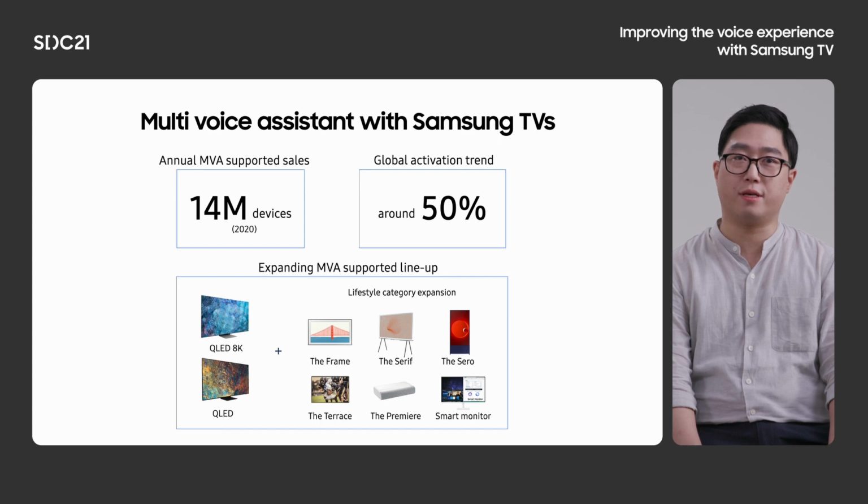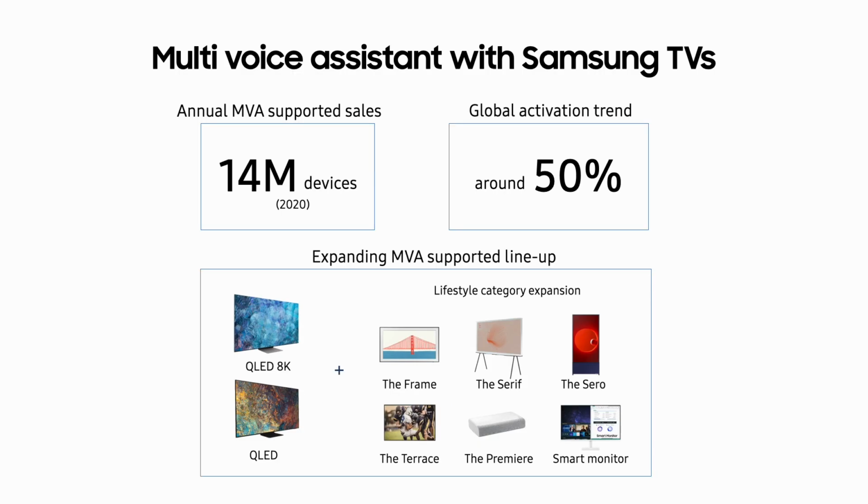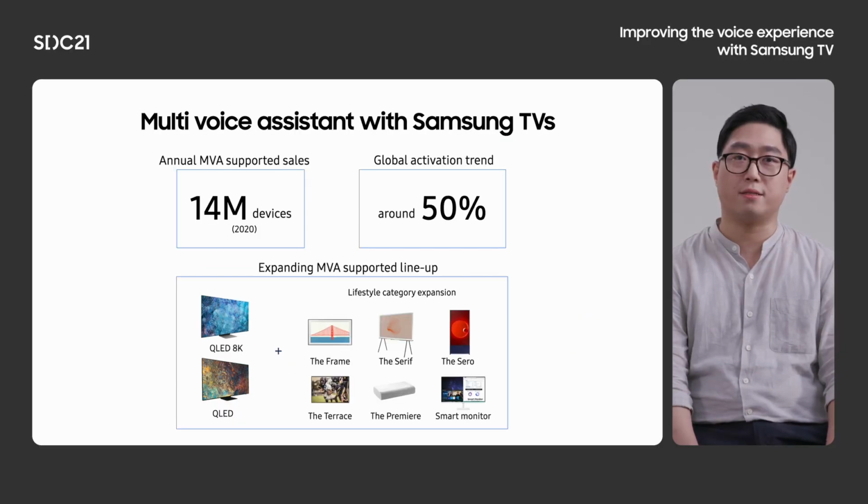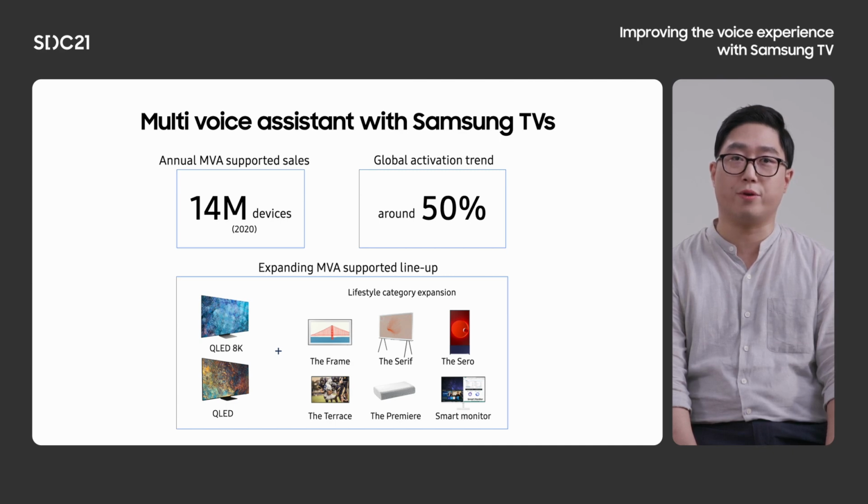Multi-Voice Assistant is being actively used on Samsung Smart TVs. In fact, in 2020, we sold 14 million TVs with Multi-Voice Assistant support. It's a feature our users really enjoy, evidenced by a global activation rate of about 50%. In the past, it was mainly applied to premium products such as QLED, but now it's expanding into lifestyle categories such as the Sero and Smart Monitor.